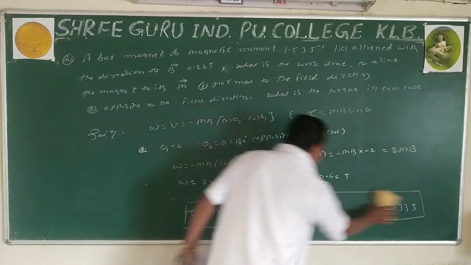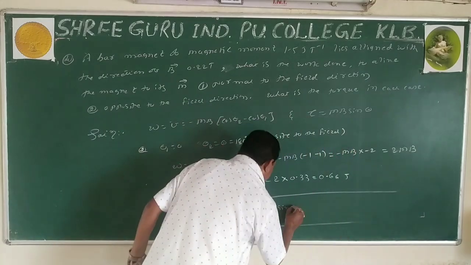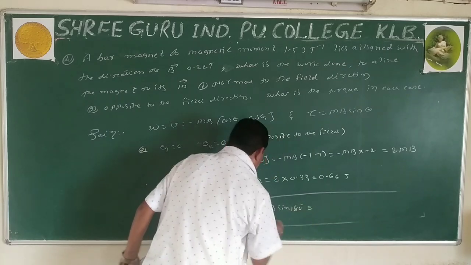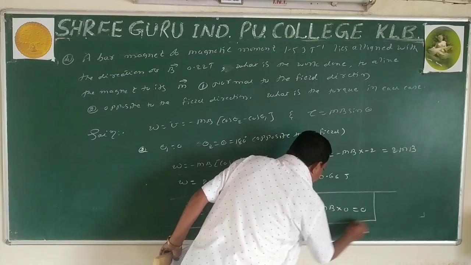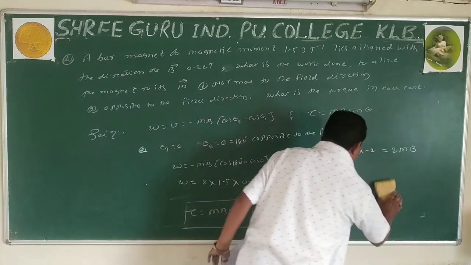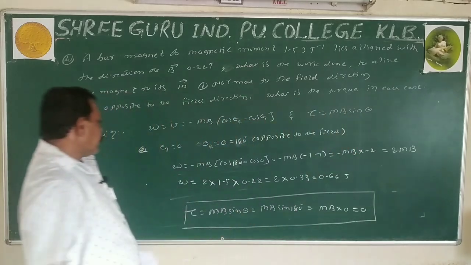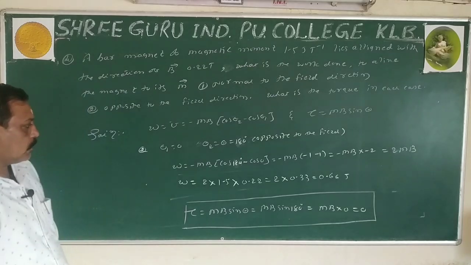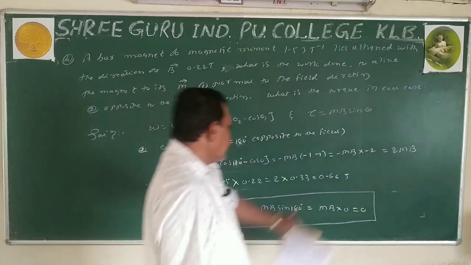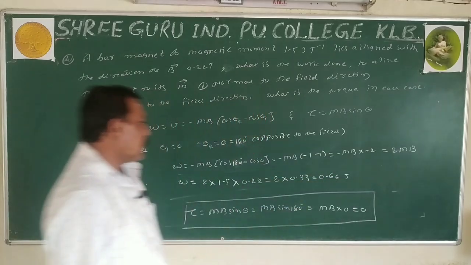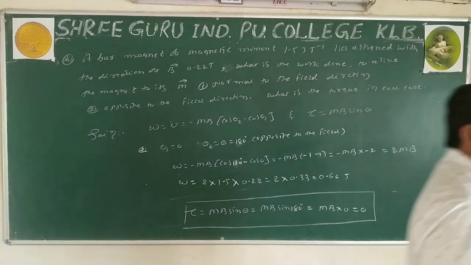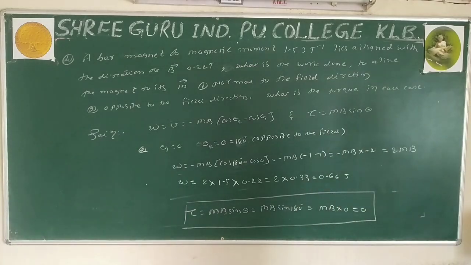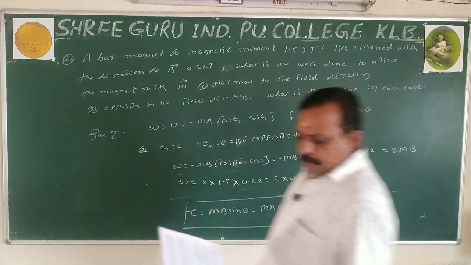Then what about this torque? Cos 180 degree, that is sin 180 degree, mb into 0. Now this is your answer. Torque for the second condition is 0. For the first condition work done 0.66, that is twice the earlier. Right? Second case, what is the torque acting on it? That is 0.